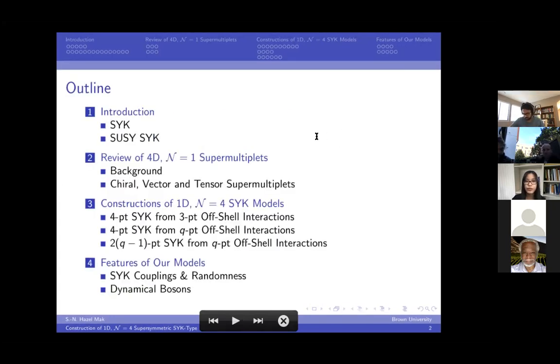I will start with an introduction to the SYK model and also supersymmetric SYK models. Then I will talk about our approach. We'll start from 4D N=1 supermultiplets, construct some of these models, and project them to 1D N=4. I will review some of these 4D supermultiplets and then talk about our construction process. And then finally, I will comment on the features of our models.